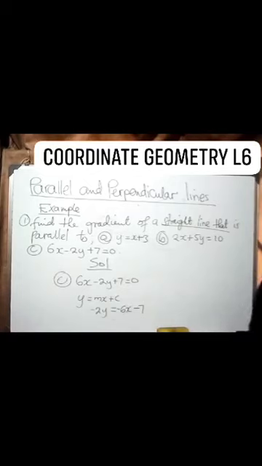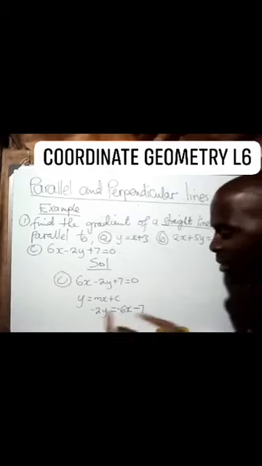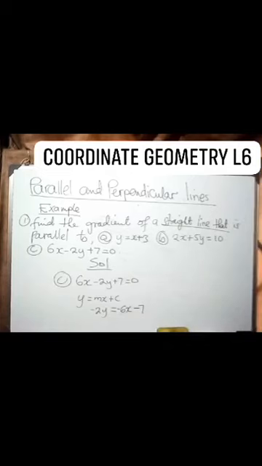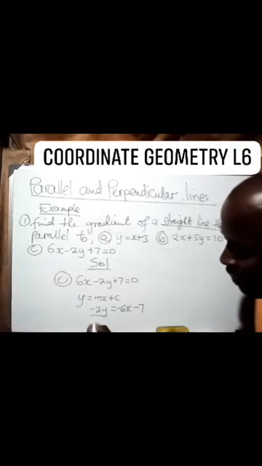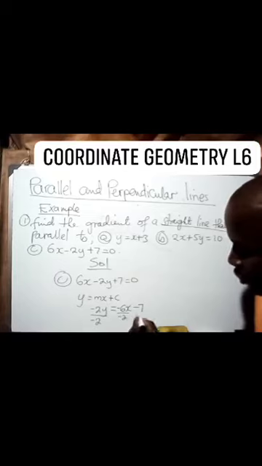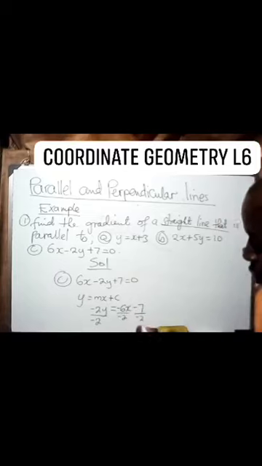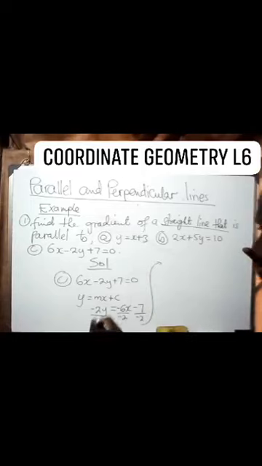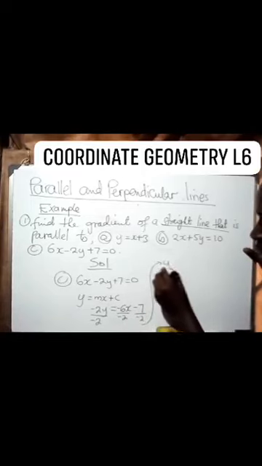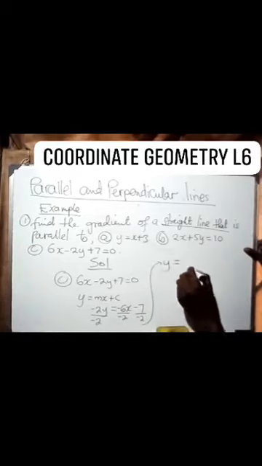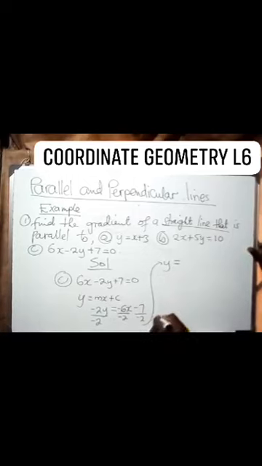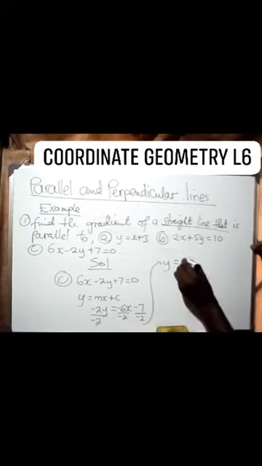The additive inverse of positive 7 is negative 7. Now, to make y the subject of the formula, we are going to divide both sides by negative 2, even here by negative 2, and there by negative 2. So in this case, negative 2 into negative 2 will just remain with y, and y is equal to negative 2 into negative 6. We are going to have positive 3.